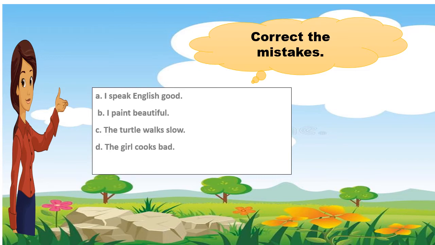I speak English good. Can we say I speak English good? No, I speak English well. We have to use adverb. I speak English well. I paint beautiful? No, I paint beautifully. The turtle walks slow? No, the turtle walks slowly. Excellent. The girl cooks bad. No, the answer is the girl cooks badly. Very good.